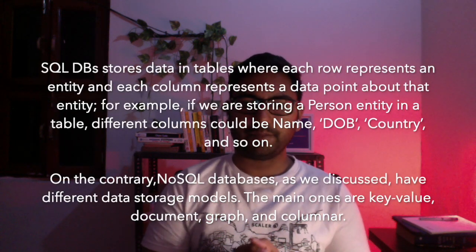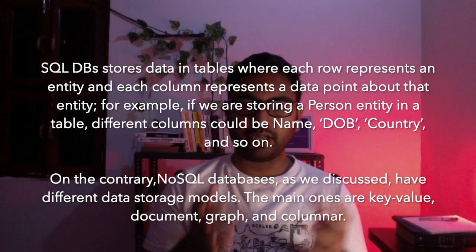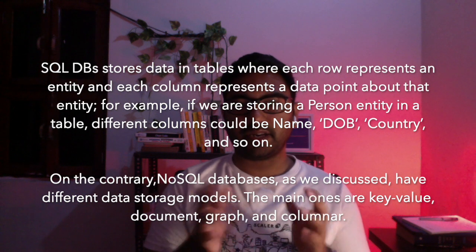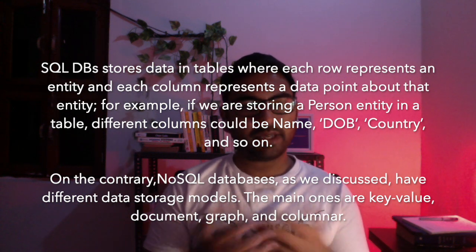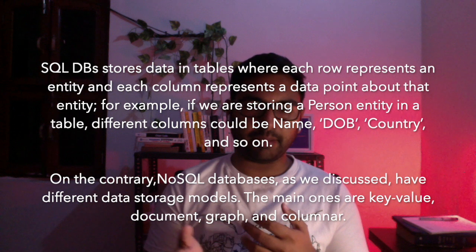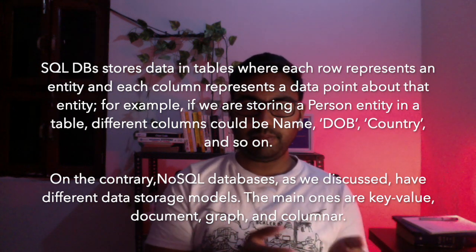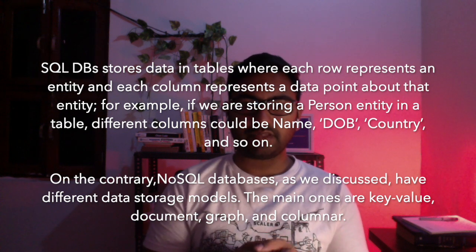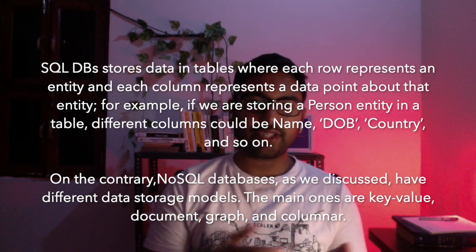Now, let's summarize high-level differences between SQL databases and NoSQL databases. The first difference is how they store data. SQL databases store data in tables where each row represents an entity and each column represents a data point about that entity. For example, if we are storing a person entity in a table, different columns could be name, date of birth, country, and so on. On the contrary, in a NoSQL database, as we discussed, we have different data storage models. The main ones are key value, document, graph, and columnar.